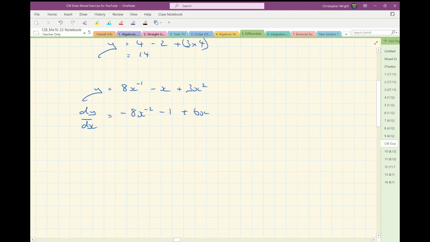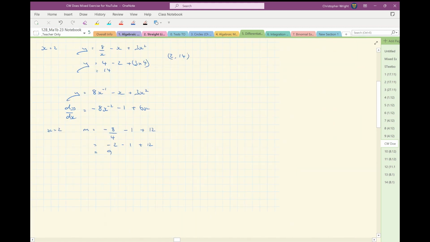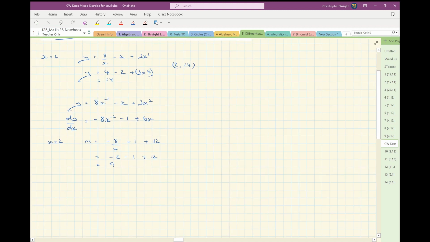So let's have a think. When x is 2, what is the gradient of the curve? Well, when x is 2, the gradient is minus 8 over 2 squared, minus 1, plus 6 2s are 12. So that's minus 2 minus 1 plus 12. So the gradient is 9. So the gradient of the tangent will be 9, and the gradient of the normal, which I tend to call m1, will be minus 1 over 9.